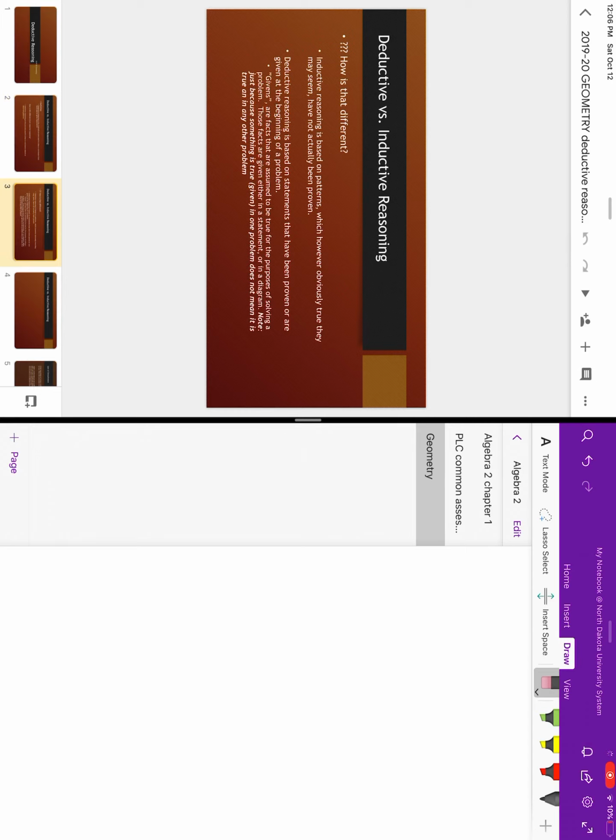So exactly how are deductive and inductive reasoning different? Inductive reasoning is based on patterns, which, however obvious they might be, we haven't actually proven. Whereas with deductive reasoning, we're talking about facts entered into evidence. You've heard this phrase on crime shows. This is what those lawyers are talking about. This is something that we have proven, or something that we as a group have accepted as true. Givens kind of fall into that last category.